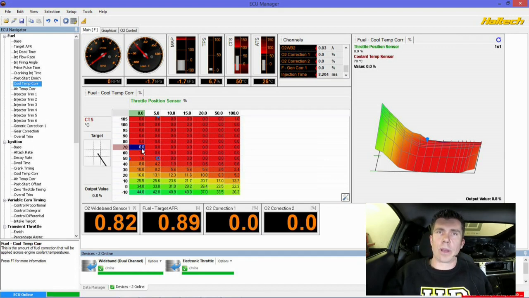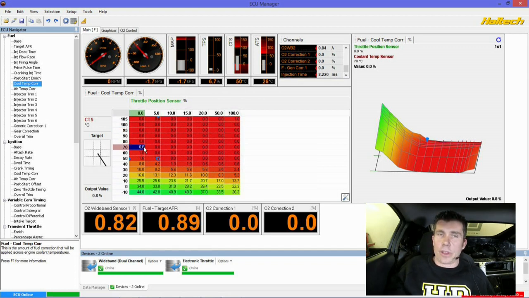With the warm-up enrichment or cold start tables, it's important to make sure that you don't have any corrections active in the area that you would expect the engine to run when it's at its normal operating temperature. So by that I mean this engine runs somewhere in the region of about 80 to 90 degrees, and you can see that I've got no fuel enrichment in that area of the table whatsoever.